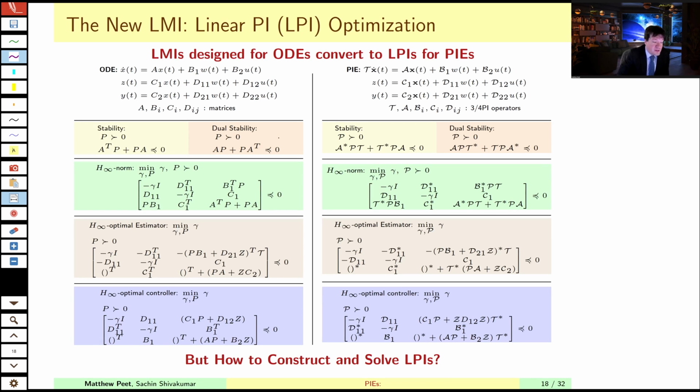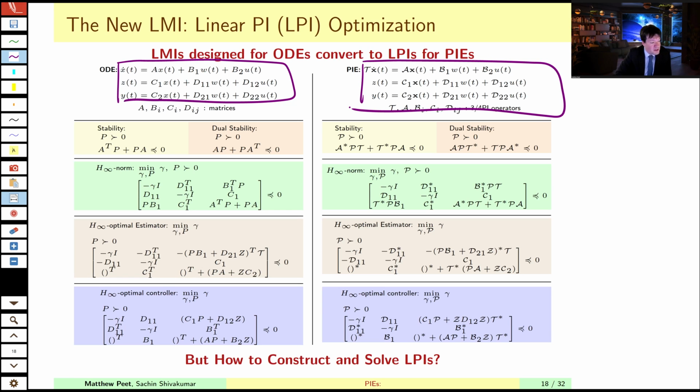So what's the reason for doing LPI optimization, the new LMI? Well, remember that the PI representation is supposed to be a state space representation for infinite dimensional systems. So whereas we had this 9 matrix representation of ODEs, here we've got this 10 PI operator representation of PIs. And because it's a similar state space representation, most of the LMIs that were developed for ODEs generalize in a relatively straightforward manner to PIs, with, of course, the caveat that we have this T term here. So really, if you've got an LMI for a singular system, or a descriptor system, or a representer system, or however you want to label it, that's what you want to convert to an LPI.